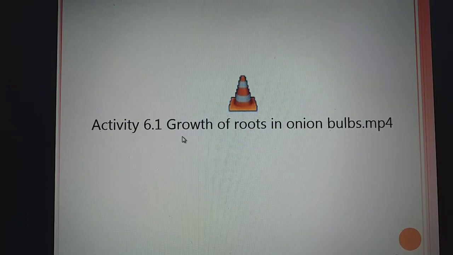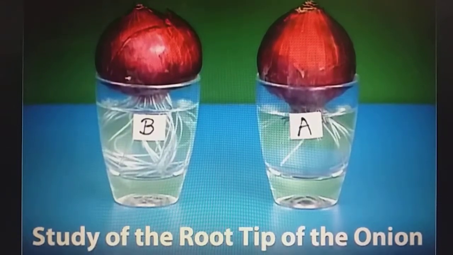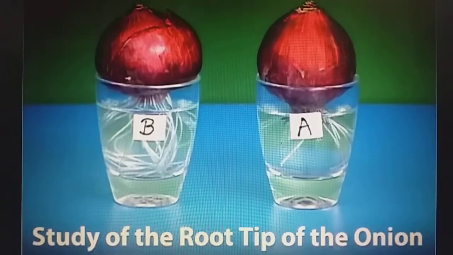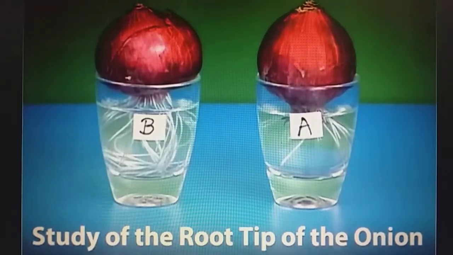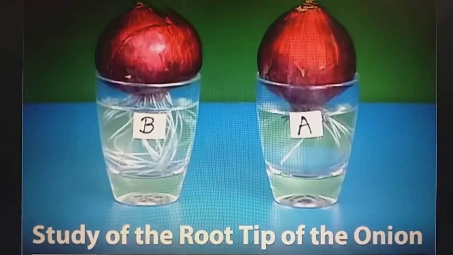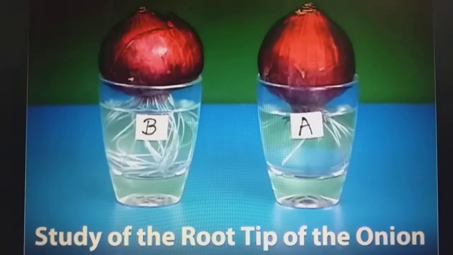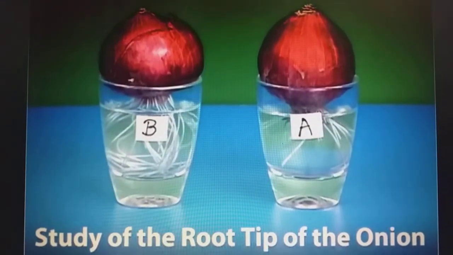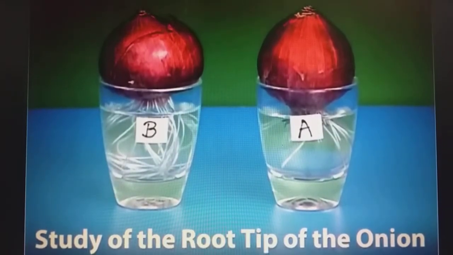Activity 6.1 is the growth of roots in onion bulb. In this experiment, after a little growth of the roots in both the onions, we have cut the root tips of onion A, the onion placed in tumbler A. Let's see the entire experiment to observe what happens after 3 to 4 days. To study meristematic tissue, we will do activity 6.1. With the help of this activity, you will come to know how meristematic tissue helps in growth and development.